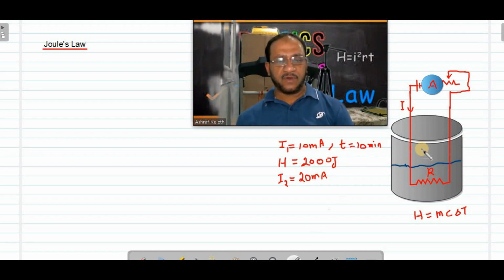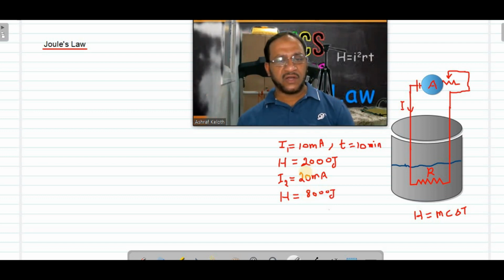In the second step of the experiment, we are passing electricity for the same 10 minutes, but the current I am doubling, 10 milliampere I change to 20 milliampere. Now can you guess how much will be the change in heat energy produced? 4000 joules? No, the answer is not 4000. Heat energy produced will be increased to 8000 joule. So what you can see here is, when the current is doubled, heat energy becomes 4 times. Got it?